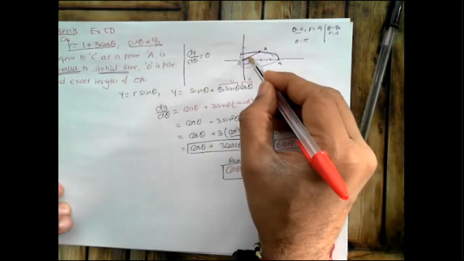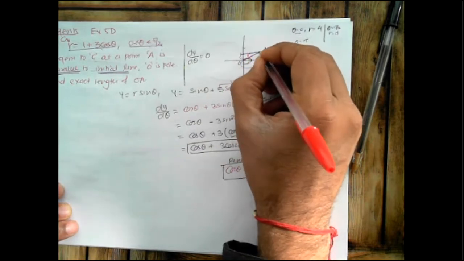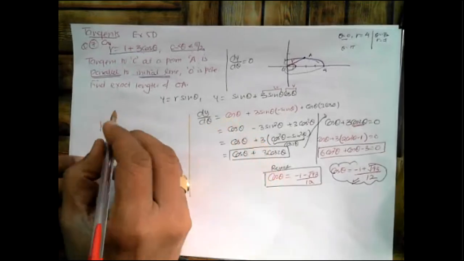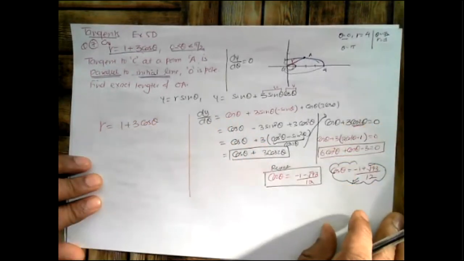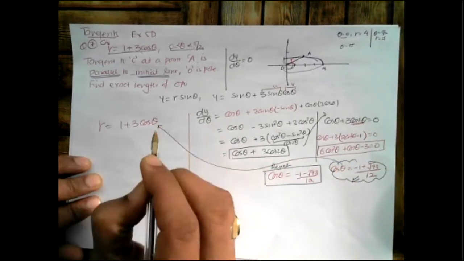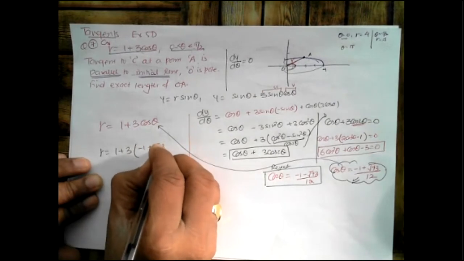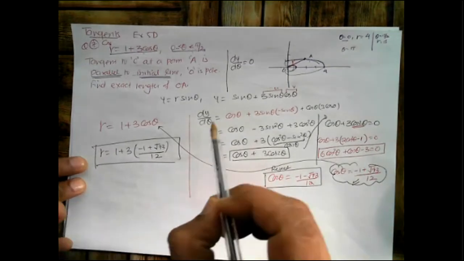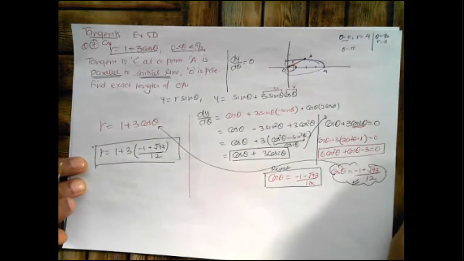All right, so we need to work out the distance from the pole to A. That means we need to work out the value of r at this point, and r is 1 plus 3 cos theta, and I know at point A cos theta is equal to this. I'm going to substitute that in here. So r equals 1 plus 3 times (minus 1 plus root 73) over 12. You can simplify this, and that should be the answer for the distance between the pole and the point A, or just r in that case. Well, that's your question. Let's move on to another question now.